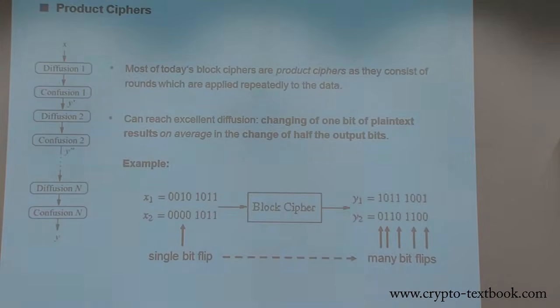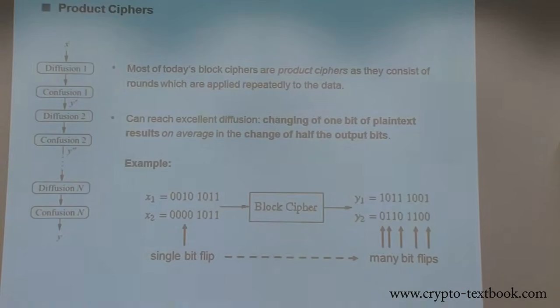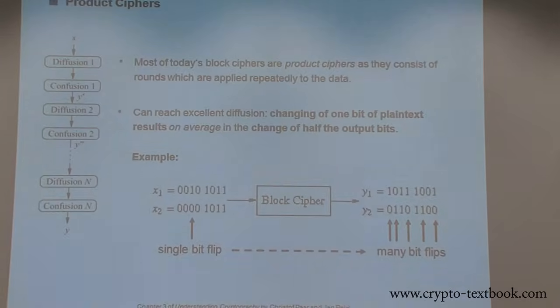Now I want to show you what diffusion means on the cipher level, not as an atomic building block. Now you see x2, the second input, and there's a single bit flip. Do you see that? All the bits are the same except the third one, right? So you have a 1-bit change in the input.